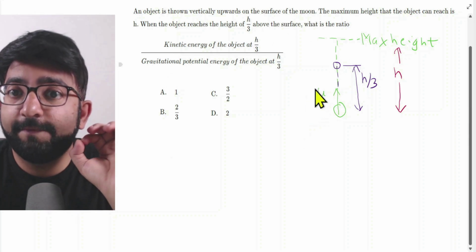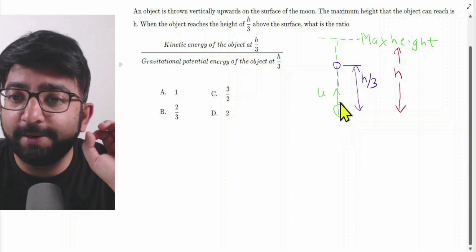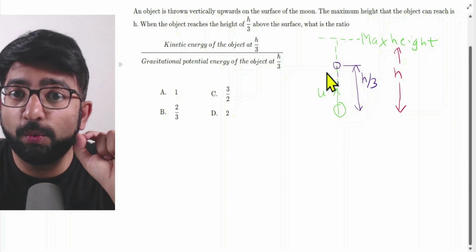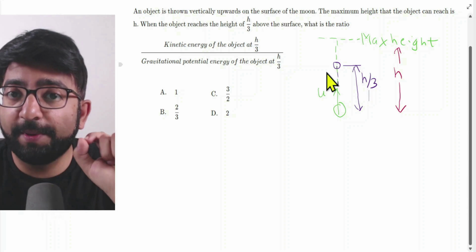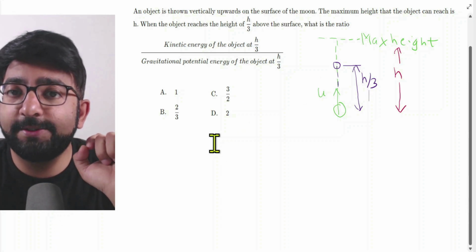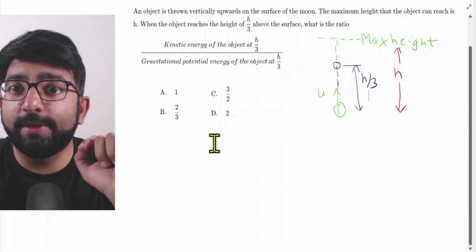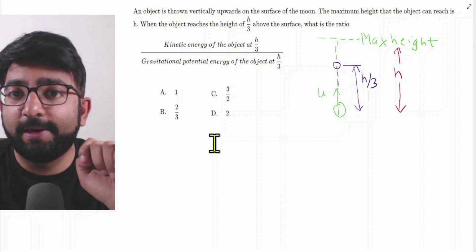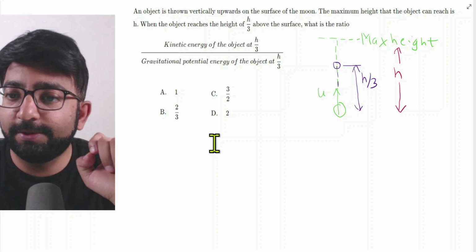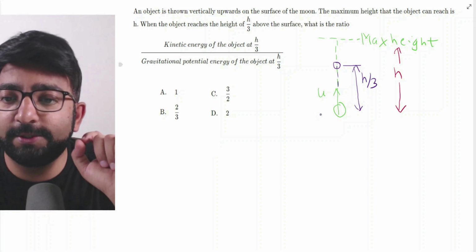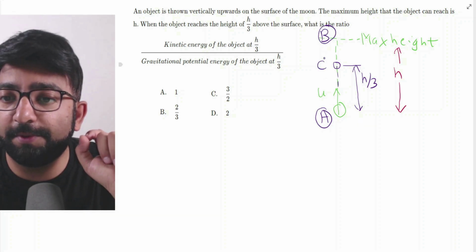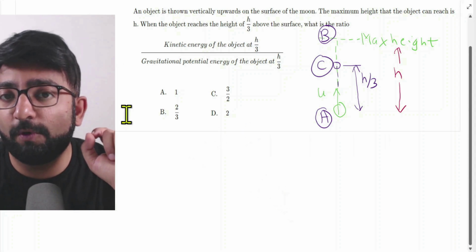Now, in this question, if you analyze carefully, when the object is going up, it is only under the influence of gravitational force, which is a conservative force, which means we can apply the law of energy conservation: the total mechanical energy at one place should be equal to the total mechanical energy at any other place. So for this case, let us label some points. Let's say A is the starting position, B is the maximum height position, and C is the position which is h by 3 from the ground.